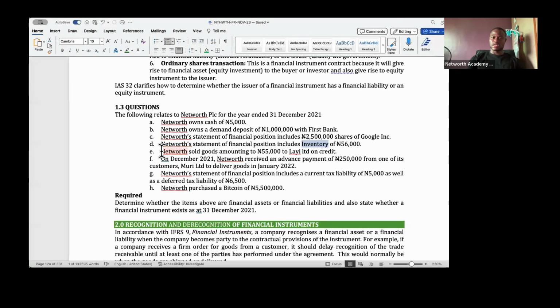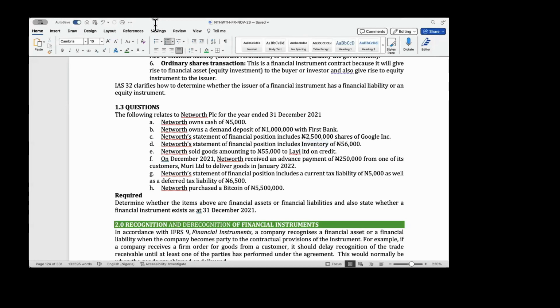This one says that Networth sold goods amounting to 55,000 to Lai Limited on credit. So there is a contractual agreement here. So a financial instrument exists.